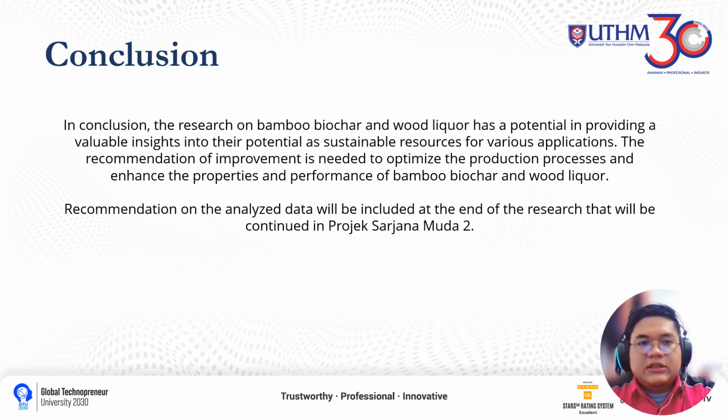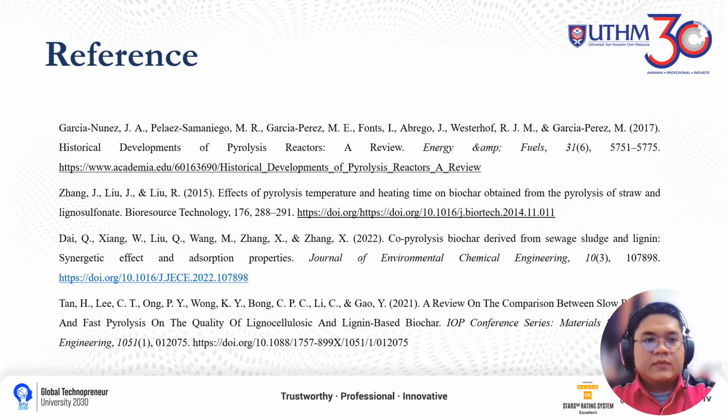In conclusion, the research on bamboo biochar and wood liquor has the potential to provide valuable insight into producing sustainable resources for various applications. And then some recommendations and improvements are needed to optimize the production process, and hopefully they can enhance the properties and performance of bamboo biochar and wood liquor qualities. Some of these recommendations can be made and the analyzed data will be included at the end of the research that will be continued in Project Sarjana Muda 2.